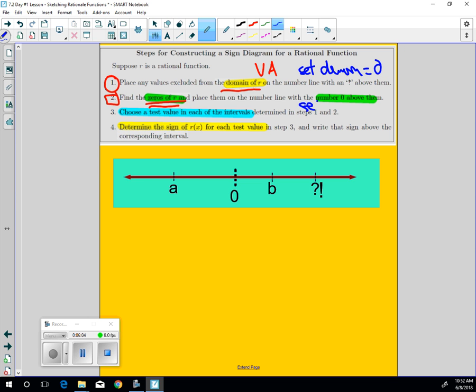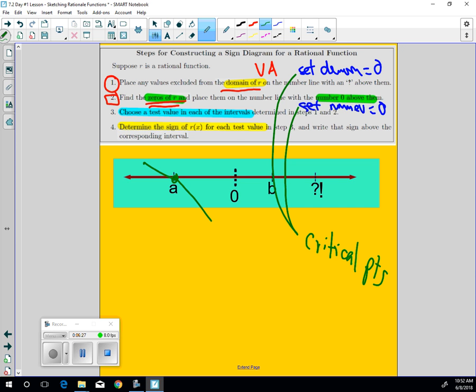Here you're setting the numerator equal to 0. Both of these are going to form what we call critical points. The critical points are the places on the number line where special things are going to happen. Either they're going to go through the x-axis, or they're going to be asymptotes, so it'll go to infinity, come up here, maybe they'll go up here.